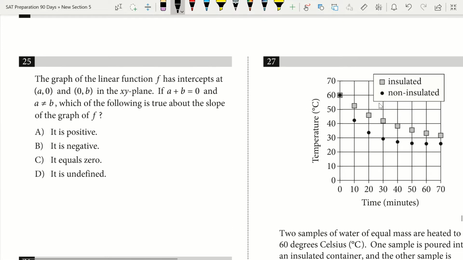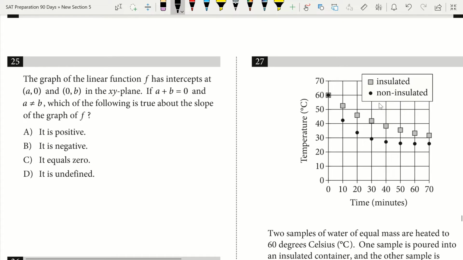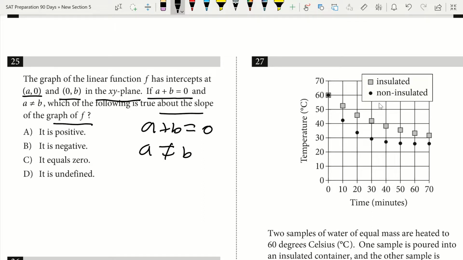We've got the graph of the linear function f has intercepts at (a, 0) and (0, b) in the xy plane. If a plus b equals 0 and a cannot equal b, which of the following is true about the slope of the graph of f? One thing I look for whenever I'm given two points like this, and I have two missing variables, in this case a and b, is to create a slope formula.